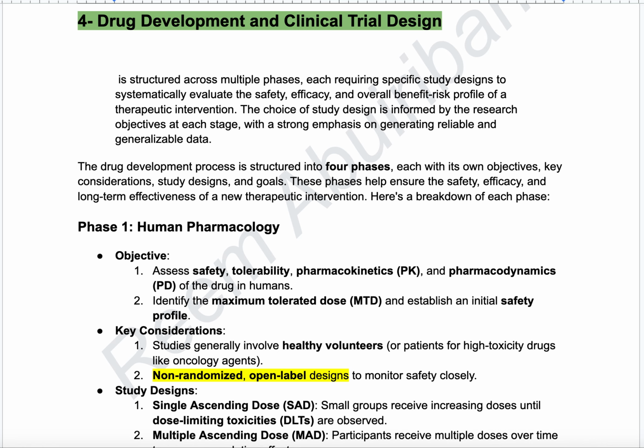The drug development process is structured into four phases. When we make a new drug and we want to market it, or send this drug to the market, it is structured into four phases, each with its own objectives, key considerations, study designs, and goals. These phases help ensure the safety, efficacy, and long term effectiveness of new therapeutic interventions.